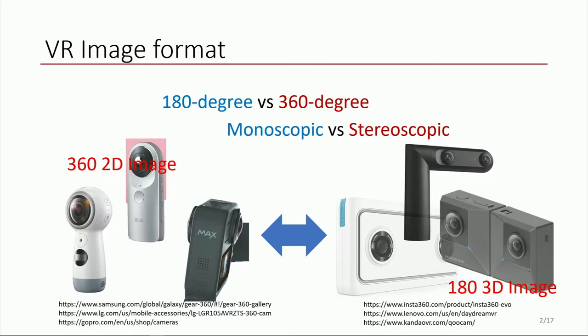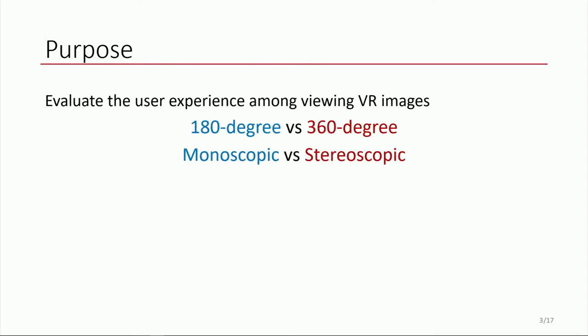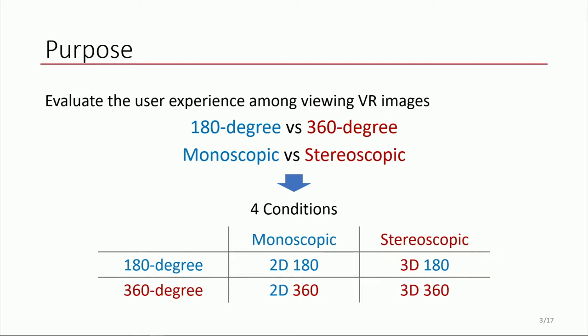Now, it is unclear what characteristics are in the user experience watching in a different format. So, we evaluated the user experience among viewing VR images with different angles of image and disparities. The four conditions were set: 2D 180, 3D 180, 2D 360, 3D 360.